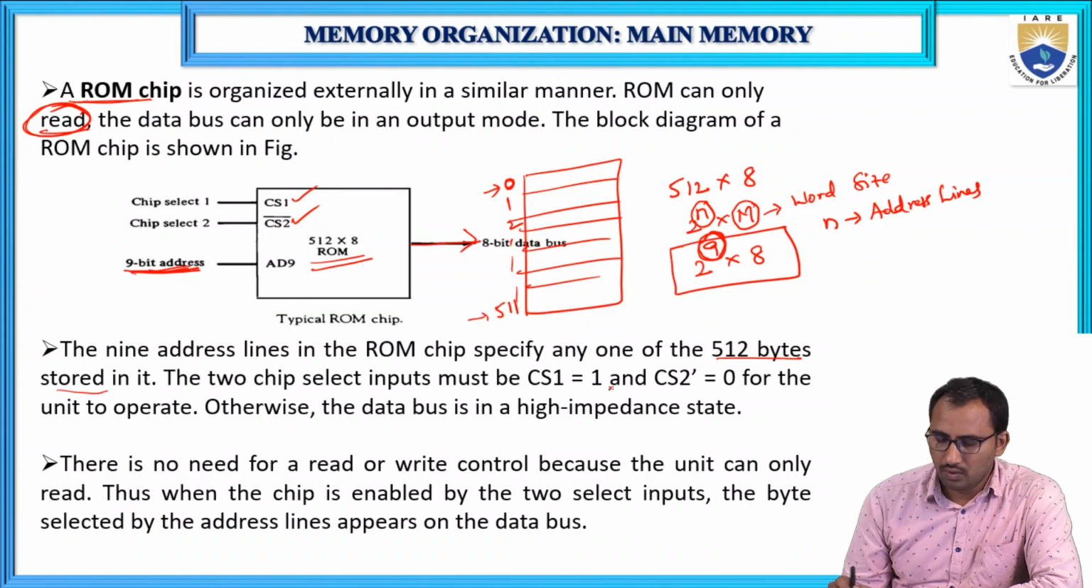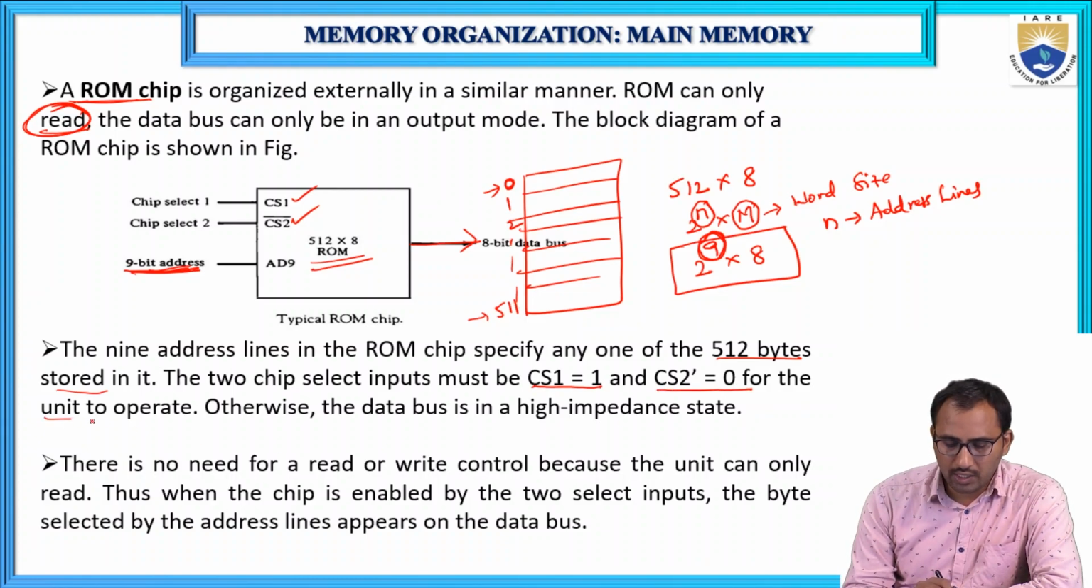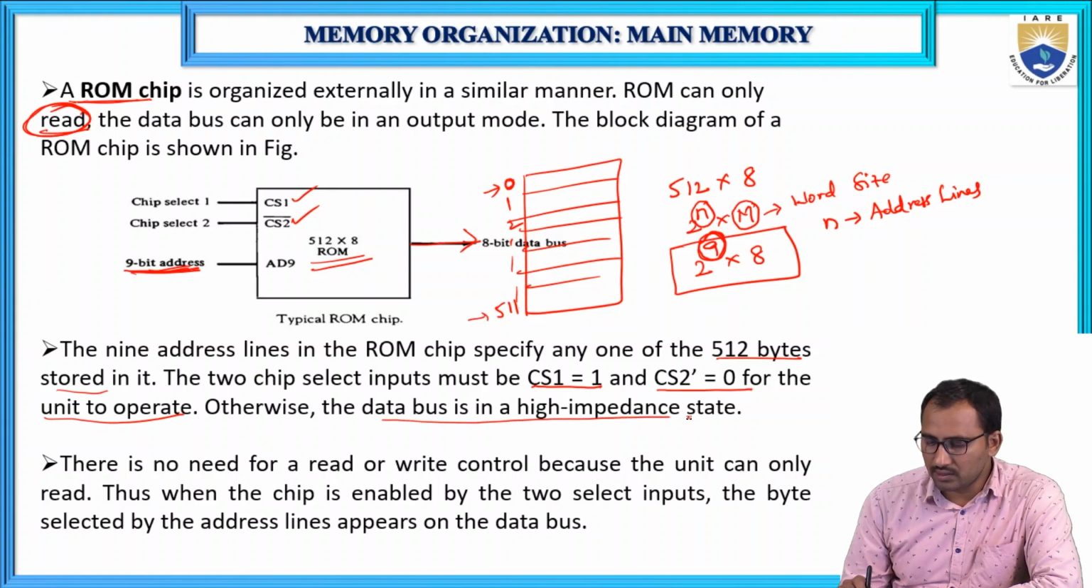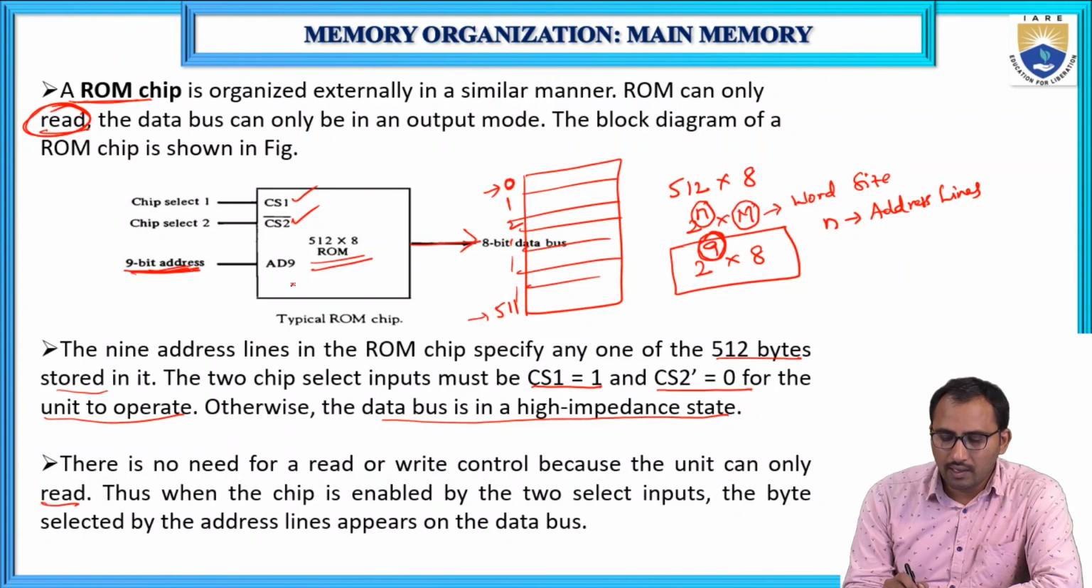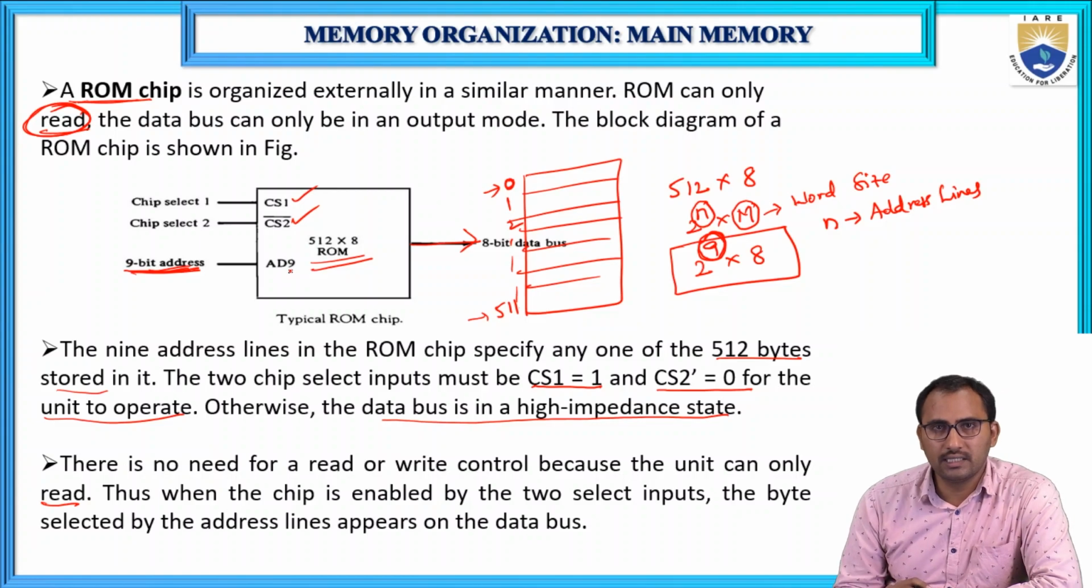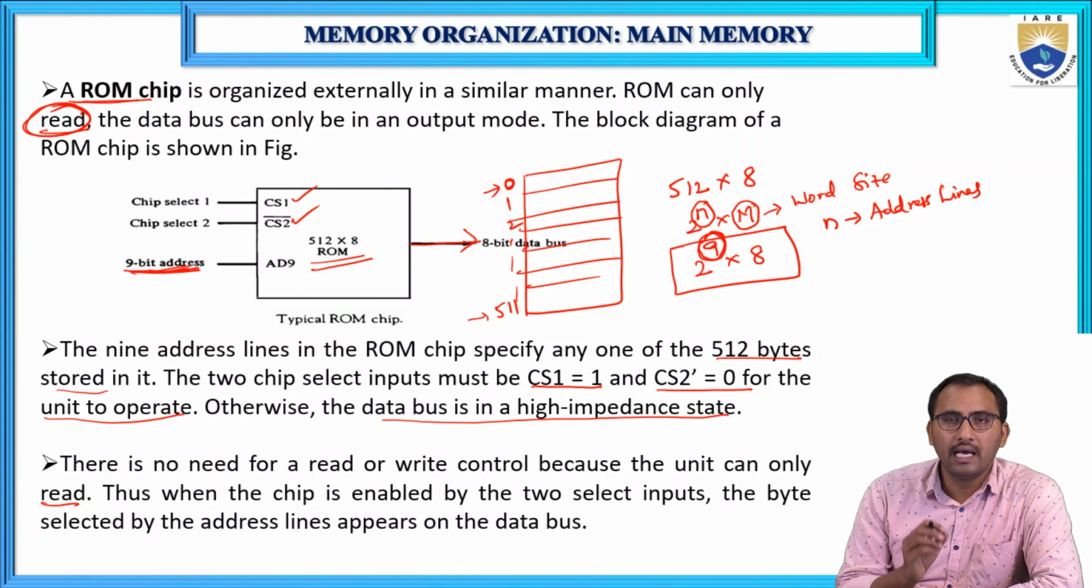Okay. So the 2 chip selection inputs must be CS1 equal to 1 and CS2 bar equal to 0 for the unit to operate. Otherwise, the data bus is in high impedance state. There is no need for a read or write control because the unit can only read. So here we don't have any read or write signals, because with this particular ROM chip we can only perform the read operation.